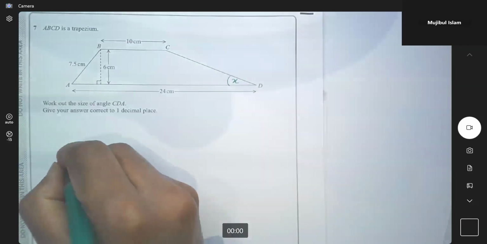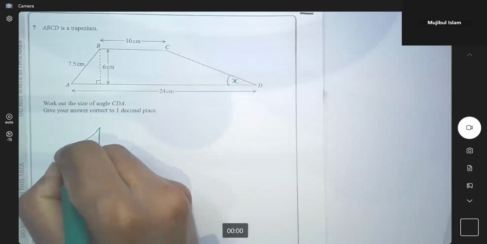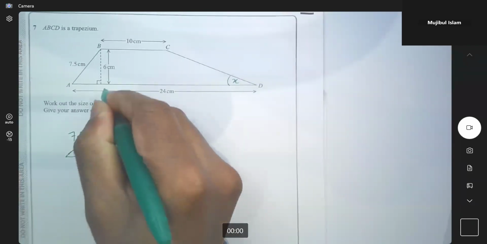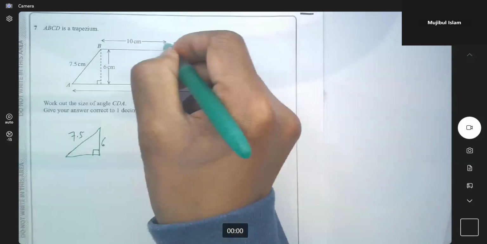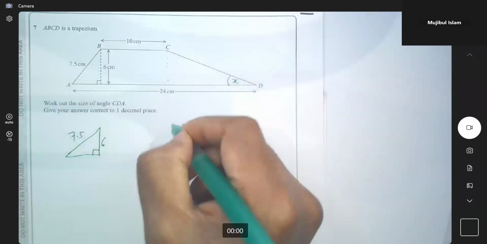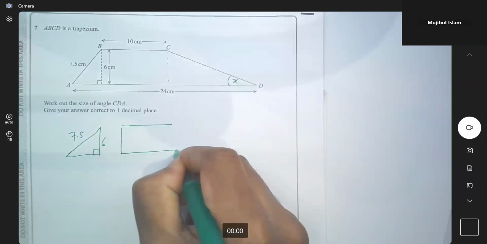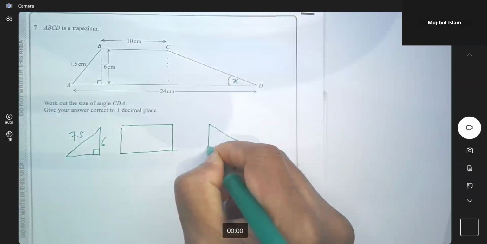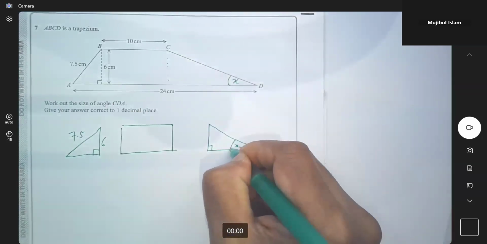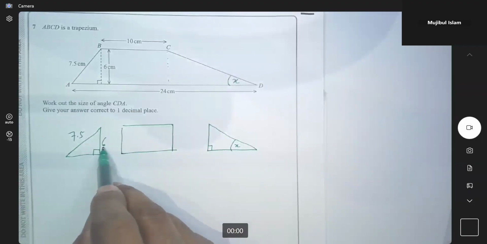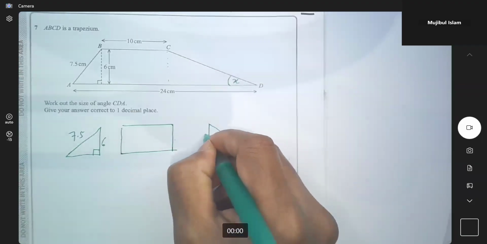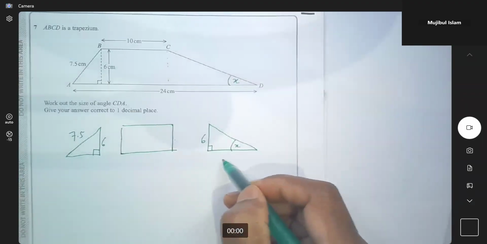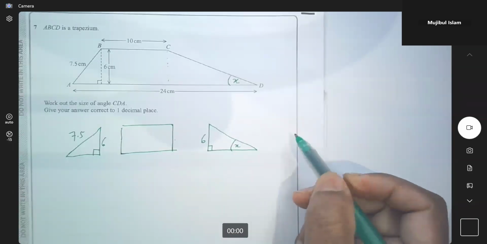Well, there's a triangle here. So that is a triangle. That's a right angle. I've got 7.5. I've got 6 here. Then I've got, if you like, a rectangle. And then I've got this side here. This is X. Now, if this is 6, this is 6, this is 6, because it's a rectangle. So I either need to work out this one here or this one here, one of these sides.